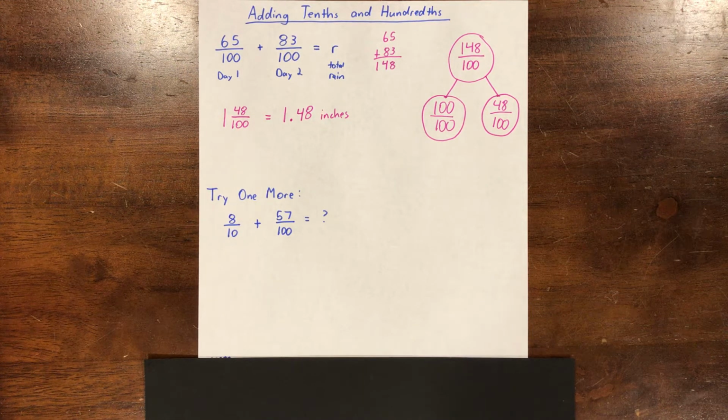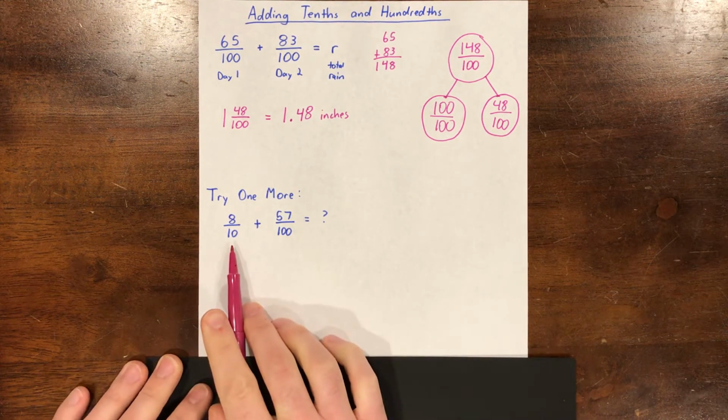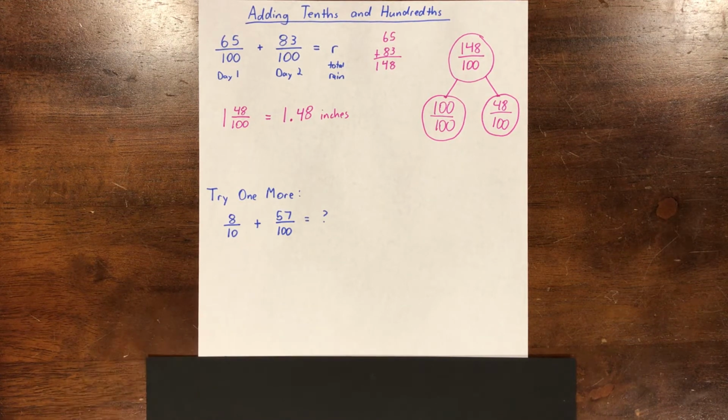Yes, we actually have to rename our tenths as hundredths because we need fractions to have the same denominator in order to add them. We can only add fractions when they have the same size pieces.